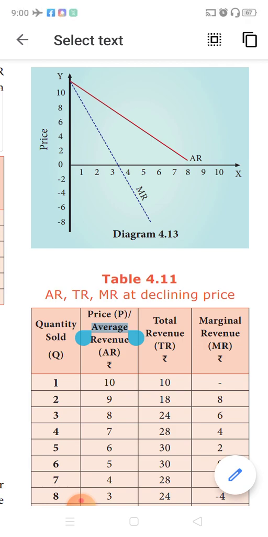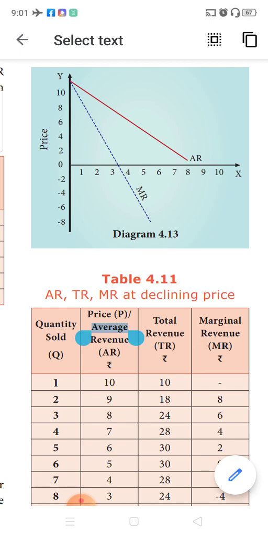The red color curve is a downward sloping curve, which means when price is falling, you are able to sell more units of output. But it never touches the x-axis. When it is touching the x-axis, it means that price is zero, that is, you are buying goods without paying anything. It cannot be done. For a sale, there should be a price mentioned. So, just observe the MR column.